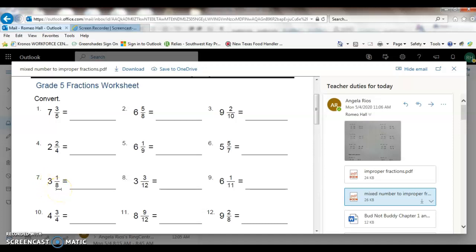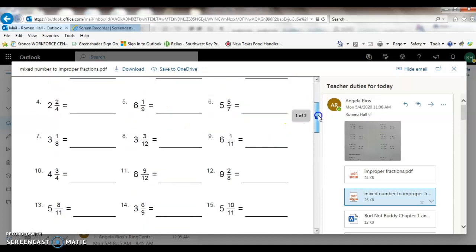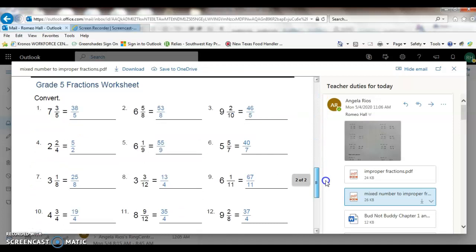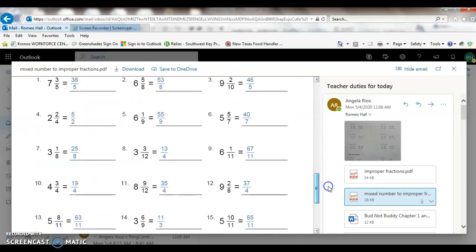So when you're trying to find the numerator, you're going to start with the bottom number of the fraction, multiply it by the whole number, and then add the top number of the fraction, and you'll get the numerator of the improper fraction. So 3 times 8 equals 24, plus 1 equals 25. So you should have 25/8. And let's go ahead and just check our work for that. There we go. It's right there, 25/8.